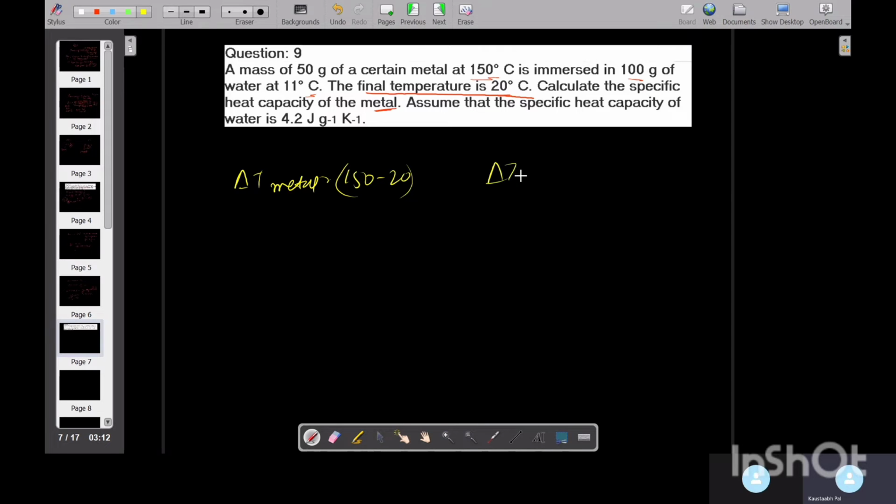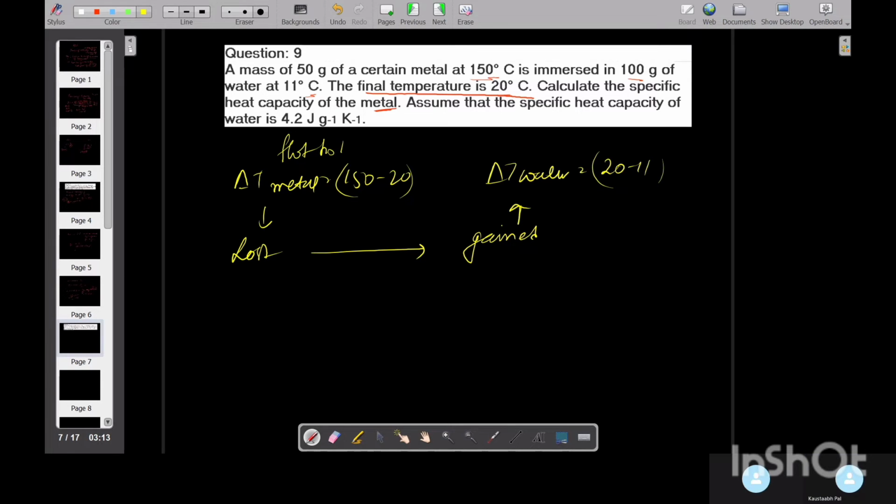Now delta T for water, how much is it? It is 20 minus 11, because from 11 it is rising to 20, and from 150 it is falling to 20. So the heat which is lost by this is actually the heat which is gained by the water, because in this case this is the hot body and this is the cold body. So I hope I am clear.